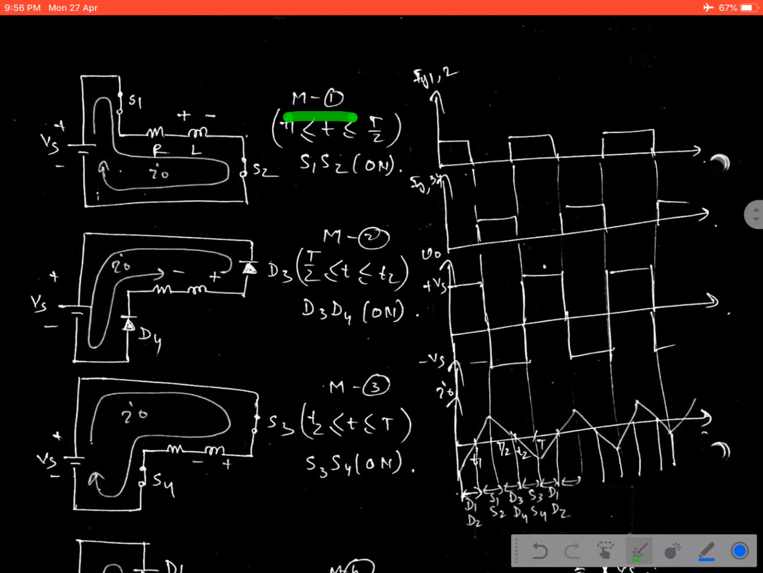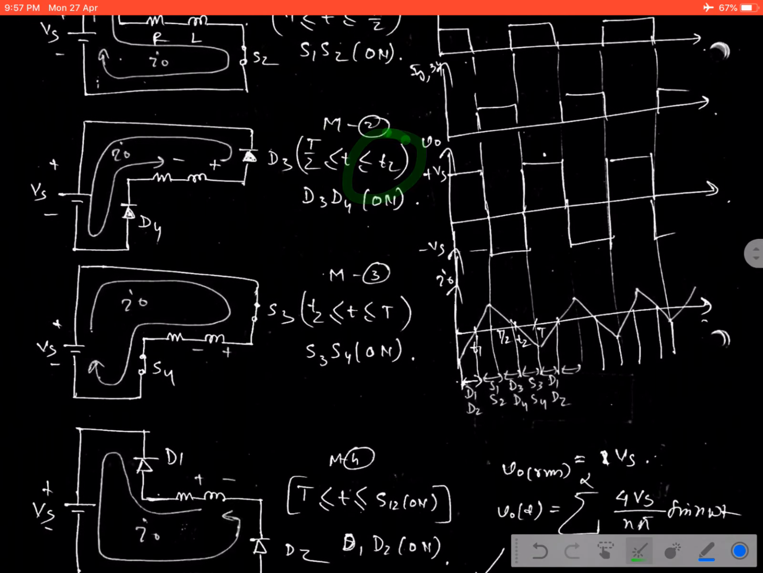That is for mode 1, mode 2 and mode 3 operation, and the duration is given, suppose T1 to T2, T by 2. The next mode will start from T2 to the next T2. Again the next mode will start from T2, then T2 to T, capital T, and the next will start from T2. Next the triggering pulse is given to S12.